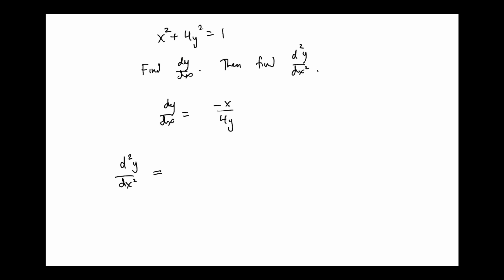Well, if I want to take the derivative of that fraction, negative x over 4y, what do I have to do? Well, what rule do I need? Quotient rule, right? So what does the quotient rule say? Thing on the bottom times derivative of the top. What's the derivative of negative x? Negative 1. That's easy. Minus thing on the top times the derivative of the bottom. Oh, we have to be careful. What's the derivative of 4y? 4 y prime, or dy dx, right?